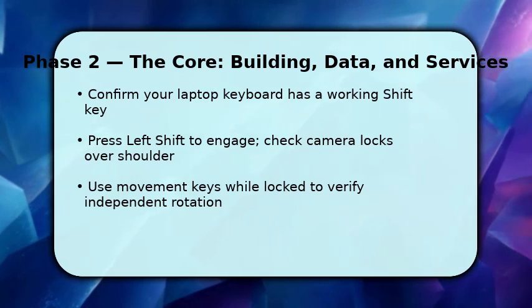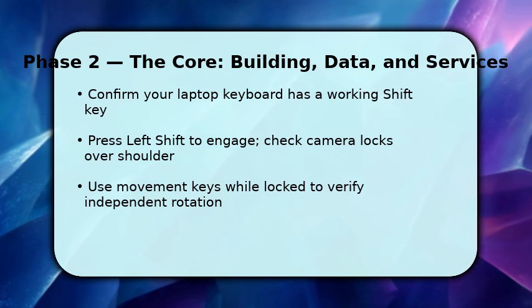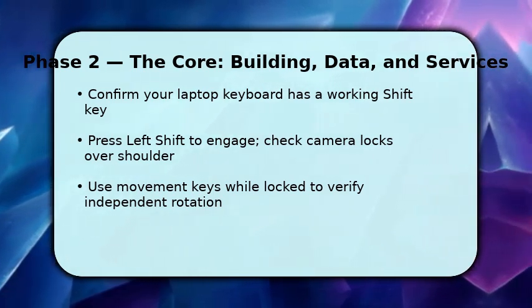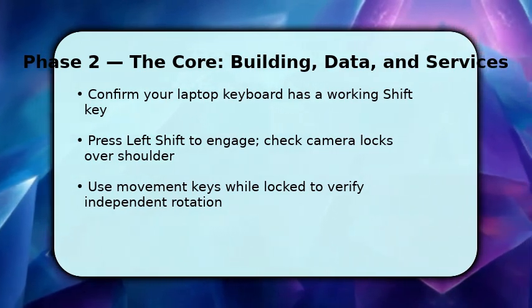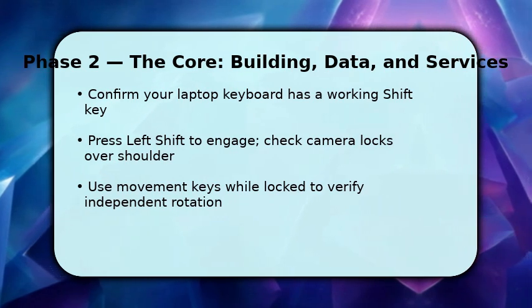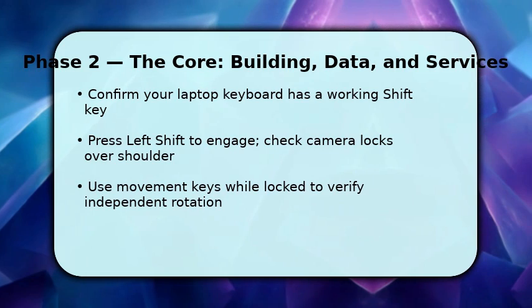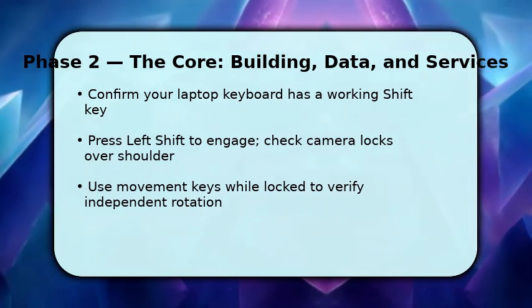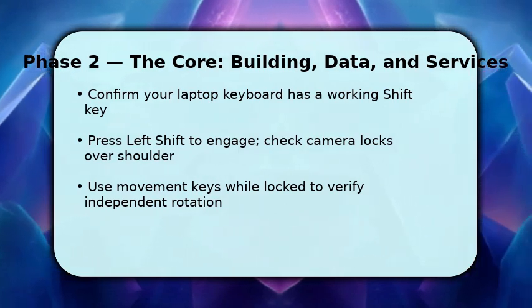Next, you bind and verify the actual key behavior on your laptop. First, confirm your left Shift key is responsive in a text editor or keyboard tester, because Shift Lock relies on that physical key. Then return to Roblox and press left Shift to engage the lock. The camera should snap to an over-the-shoulder view. While held or toggled, move with WASD to verify your character continues in the same direction while you rotate the camera independently. If it feels off, recheck camera mode.